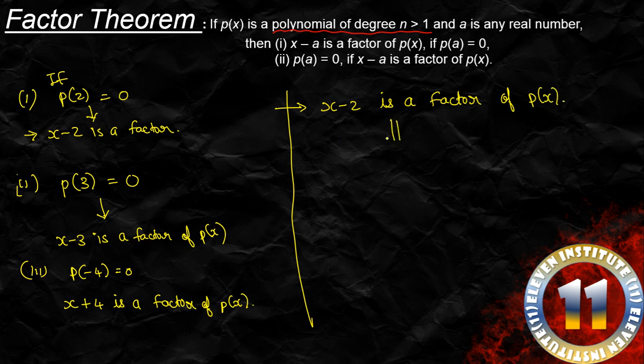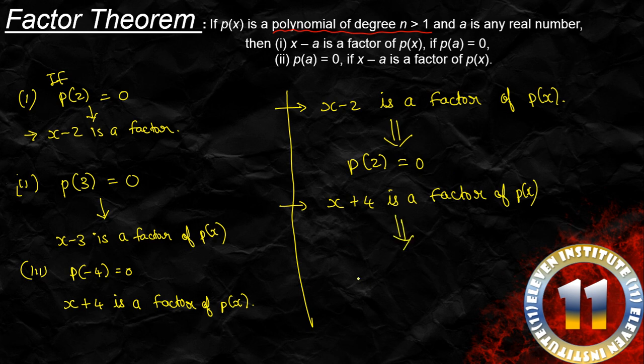Then on the basis of this I can tell that definitely the value of p of 2 will be equal to 0, because if this is a factor of the polynomial, what should the remainder be? It should be 0. Let us take one more example. If somebody tells me that x plus 4 is a factor of p(x), then also I can write, plus 4 becomes minus 4. On the basis of the factor theorem I can write that p of minus 4 is equal to 0.